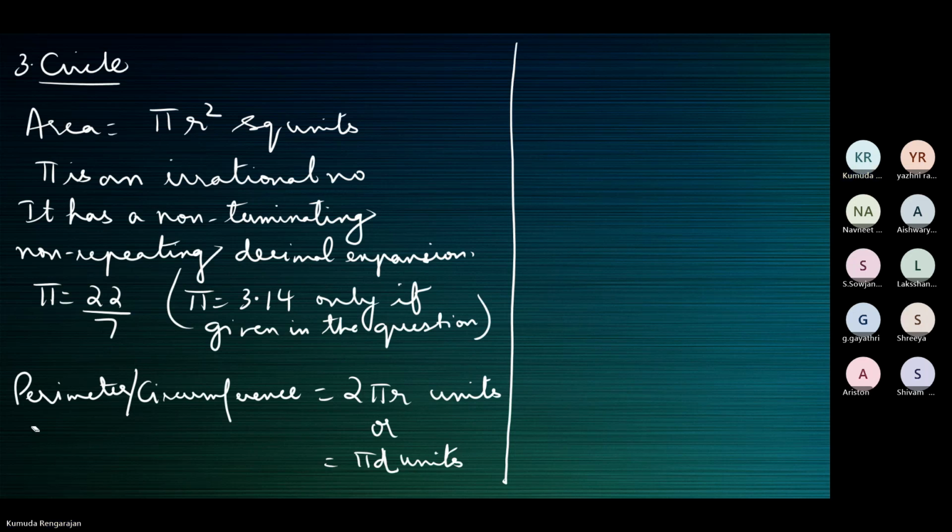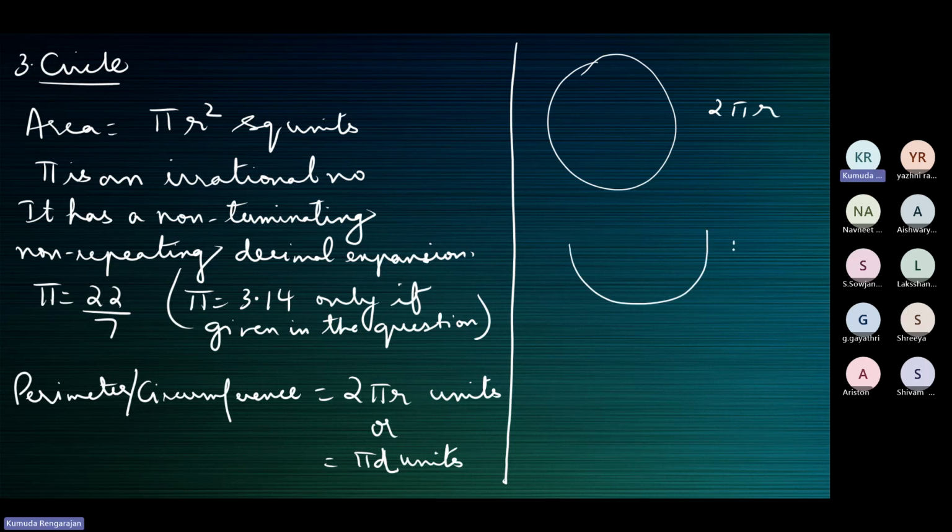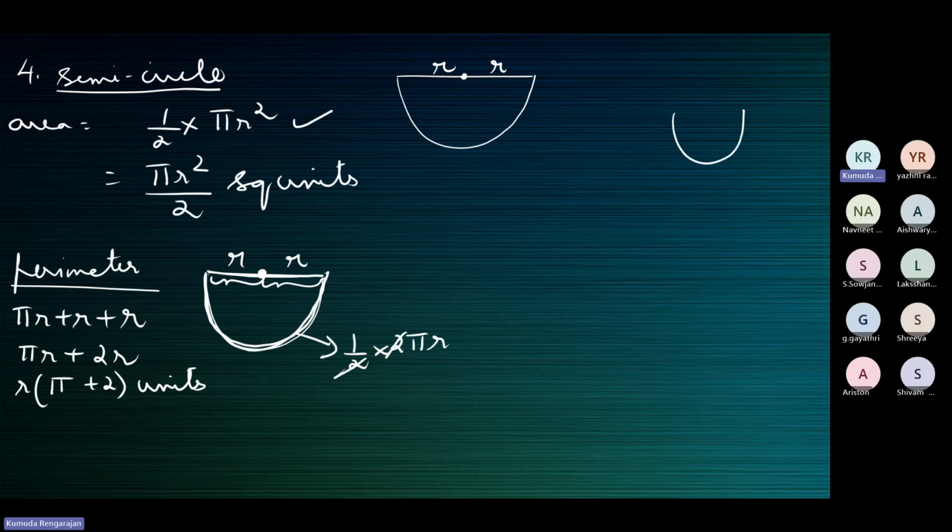I repeat, see here, this full circle length is 2 pi r. So half its length will be half into 2 pi r, so the length of this arc is pi r. But here what we have to find is the perimeter of the semicircular region, which comes like this. This one is pi r, and this one is r plus r. So pi r plus 2r, r common, r times pi plus 2 units.